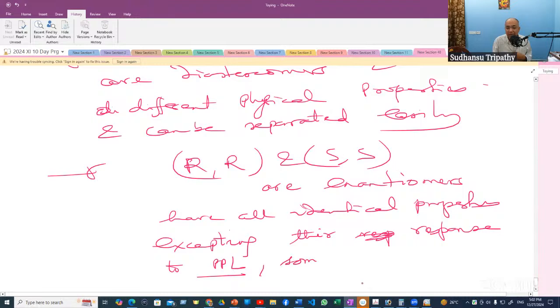Sometimes smells are different. Sometimes their odors are different. Sometimes.